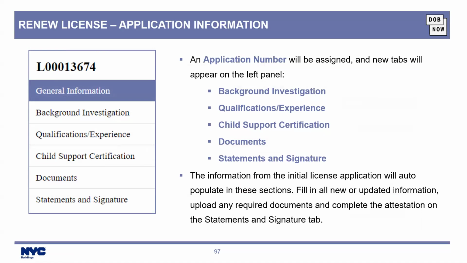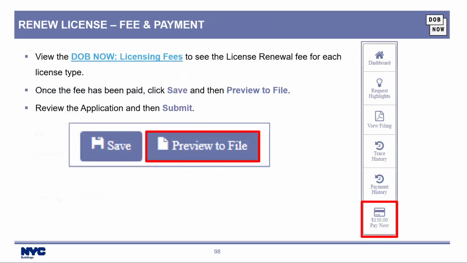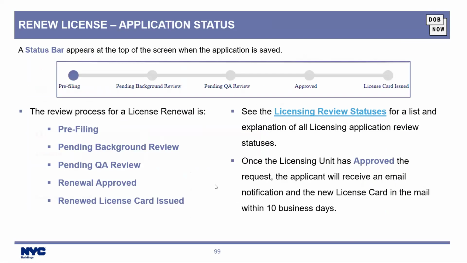If it is a renewal without change, you can't change any of that information. If it is a renewal with change, you need to fill in your new or updated information, upload any required documents, and for both types, you need to complete your attestation on the Statements and Signatures tab. You pay your license renewal fee, and then you'll click Save and then Preview to File to review your application and then submit.